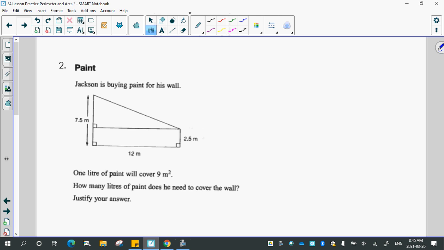Okay, who thinks they know whether it's perimeter or area and why? Vanessa? It's area, because he's buying paint for the wall and he's trying to cover the area with that. So there's my paint, right? I'm painting this, so I'm covering the whole wall with paint. Good, so we've established it's area. So then you have to think area. How might I find the area of this?